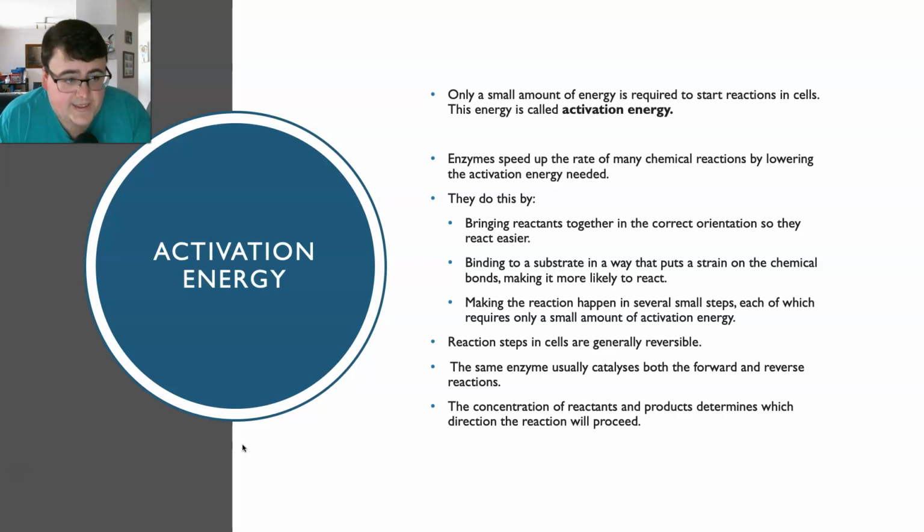If that's the case, the same enzyme will catalyze both the forward and the reverse reaction. So it can either bond the reactants together to form the product, or it can break the product down to form the reactants. Okay, it can either build up or break down. Whatever the concentration is of the reactants and products in the cell will determine the reaction that will occur with that enzyme. So if you've got more products, then it's going to work breaking them down. If it's got more reactants, it's going to build them up, for example.